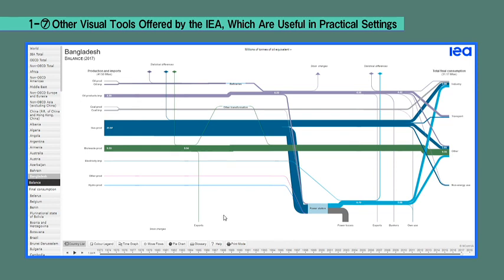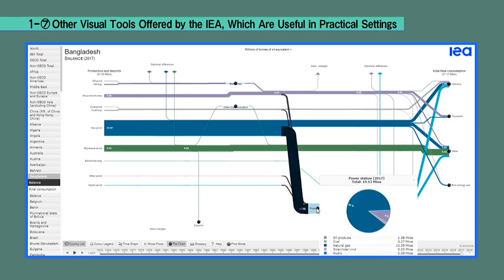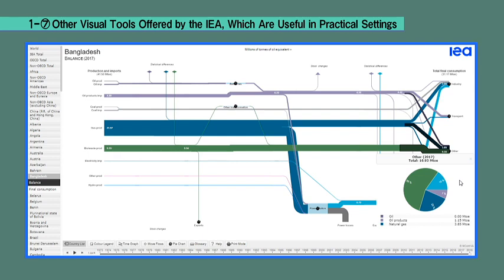There are other useful functions. Click Pie Chart. Click Power Station. You then see the breakdown of generation sources. Bangladesh mostly uses natural gas. It shows that oil products and hydro are limited as generation sources. Click the circle that indicates each pie chart, and you will see breakdowns. This is an example of a useful function.